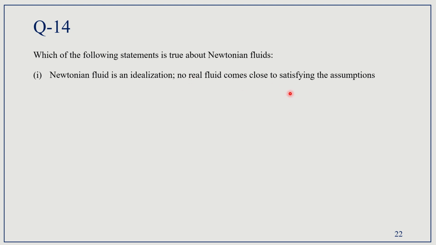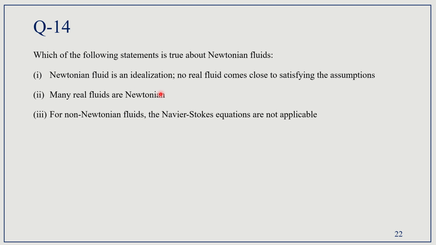No real fluid comes close to satisfying the assumptions is false, because there are many fluids which are satisfying these assumptions, and it is not an ideal case. And statement 2 says that many real fluids are Newtonian. This is true because many real fluids that we know are Newtonian fluids, like water and chemicals. Most of the chemicals, air, everything are Newtonian fluids.